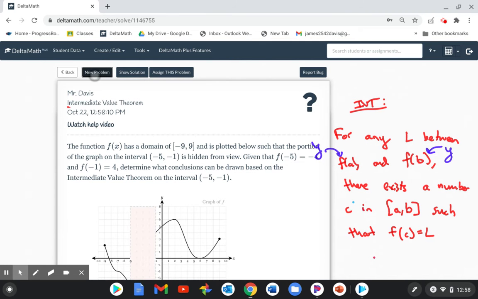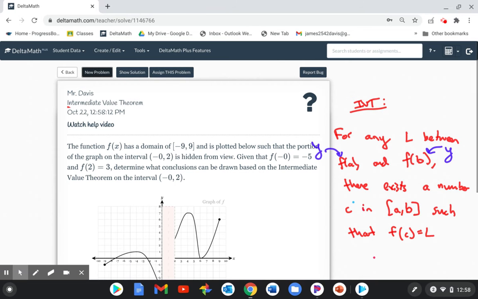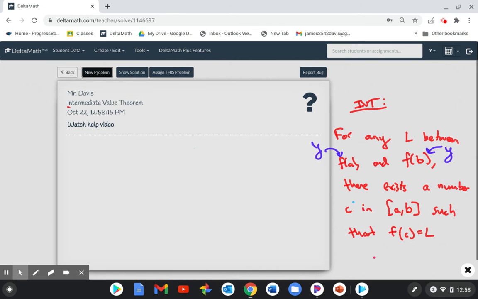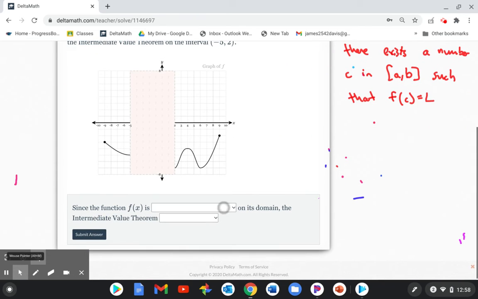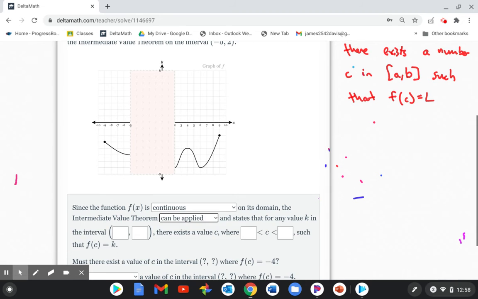Let's do one more with a continuous one. A lot of non-continuous here. All right, here we go. The function f of x is continuous, so that means we can apply it. It's good. So let me go ahead and put continuous. The intermediate value theorem can be applied.